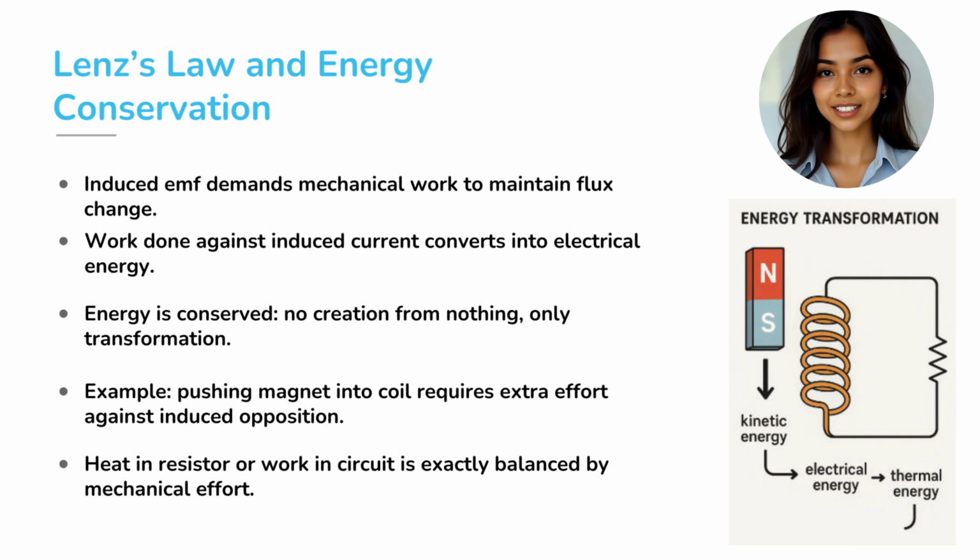Now let us ask, where does the energy come from? When you push a magnet into a coil, the coil produces an induced current. That current generates a magnetic field which resists the magnet's motion. Because of this opposition, you must apply extra force to push the magnet. The mechanical work you do is not wasted. It gets transformed into electrical energy in the coil.